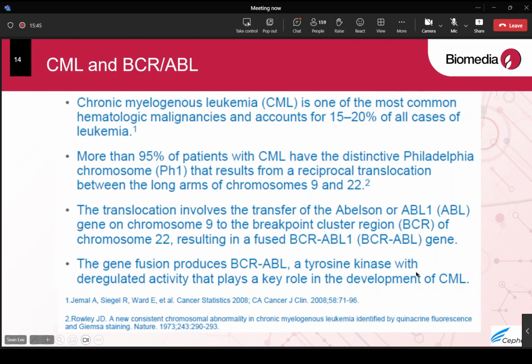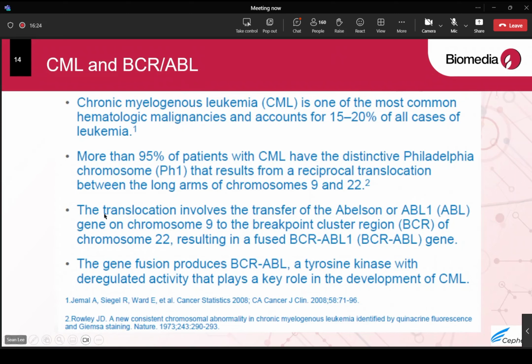A little bit of introduction to CML and BCR-ABL. I believe the other speakers will talk more about CML and BCR-ABL. CML, chronic myelogenous leukemia, is one of the most common hematologic malignancies and accounts for 15 to 20% of all cases of leukemia. More than 95% of patients with CML have the distinctive Philadelphia chromosome, which results from a reciprocal translocation between the long arms of chromosomes 9 and 22.